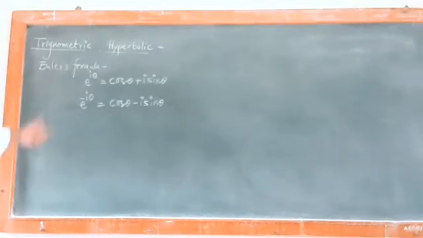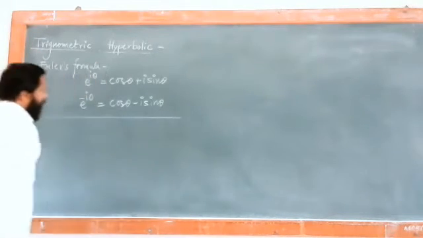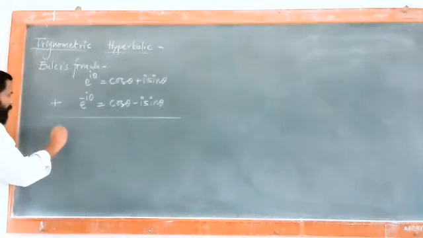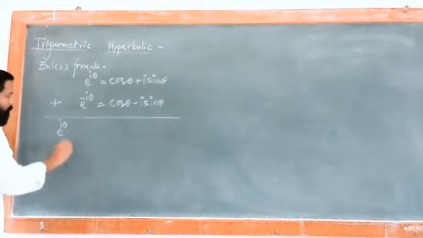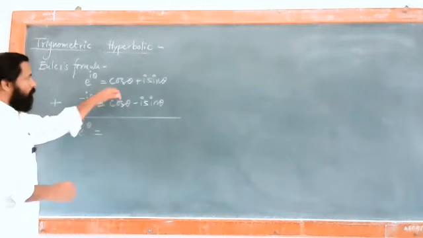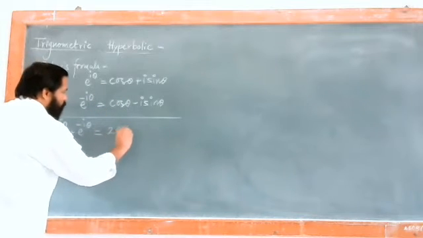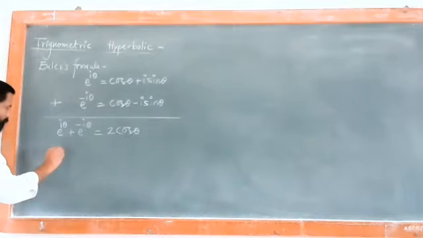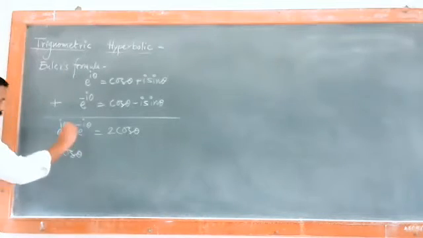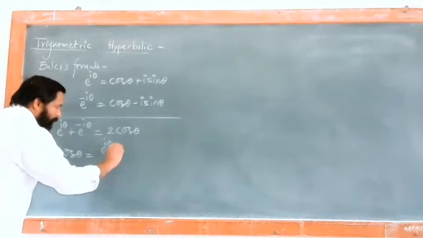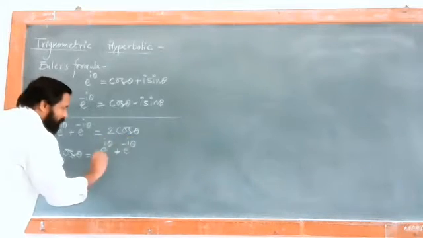Now we'll have to look at first this trigonometric function. And in order to do so, I'll just add these two equations. Okay, so by adding this, I'll get e raised to I theta plus e raised to minus I theta, and that is equal to cos theta plus cos theta, that is nothing but 2 cos of theta, plus I sin theta minus I sin theta, that is equal to 0. And so we can have a first trigonometric function, that is cos of theta is equal to e raised to I theta plus e raised to minus I theta divided by 2.